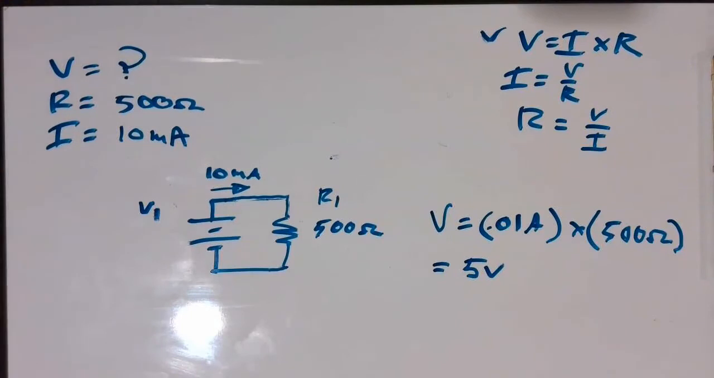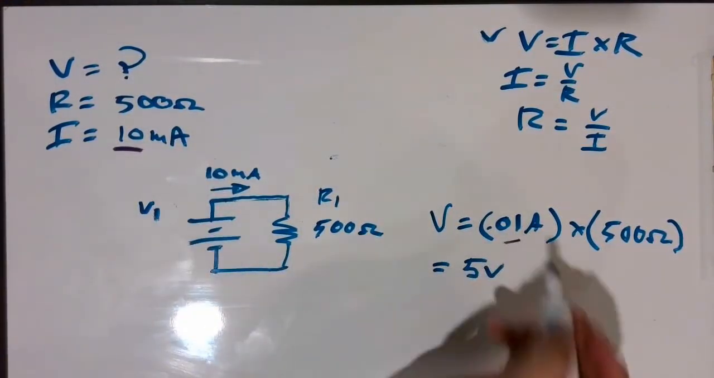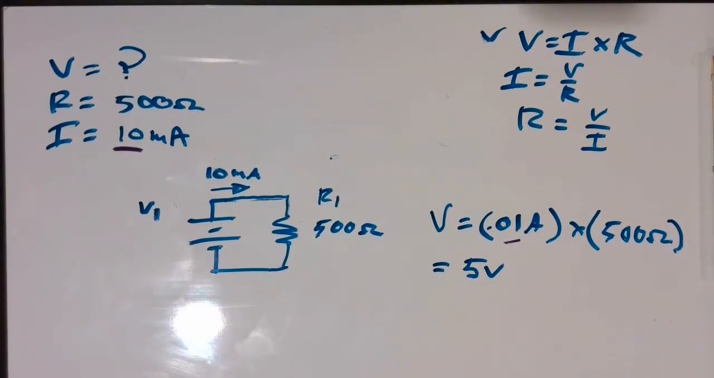Now, in this case, if you accidentally put the number 10 in there instead of 0.01, you'd end up with this really, really high voltage. We'd end up with 500 volts. And that isn't really a reasonable value for this answer. So you always want to check and make sure that your units look reasonable.